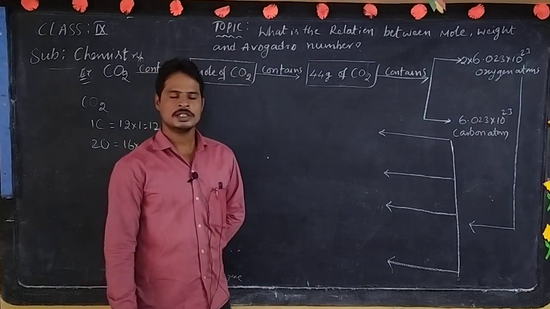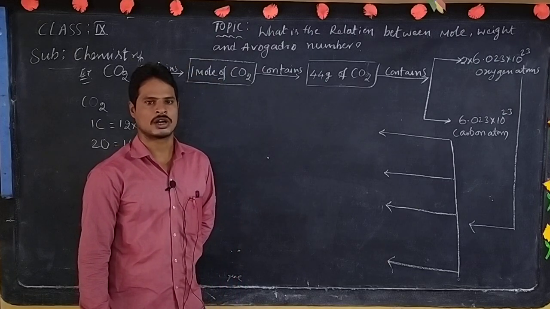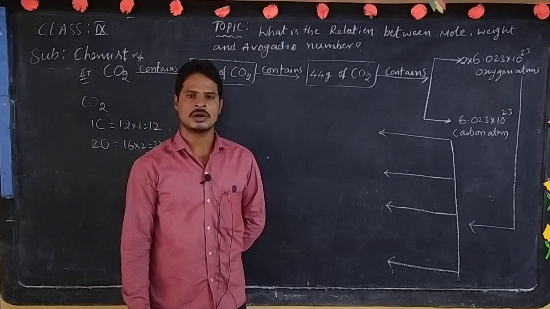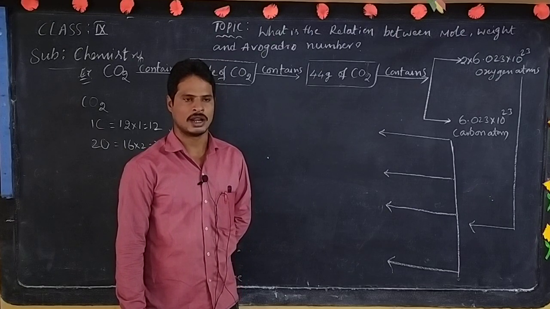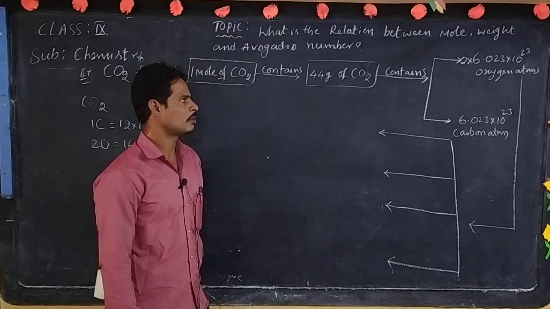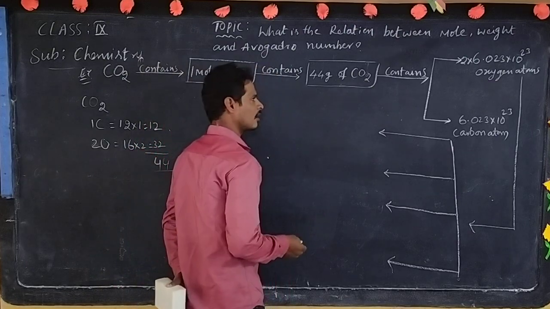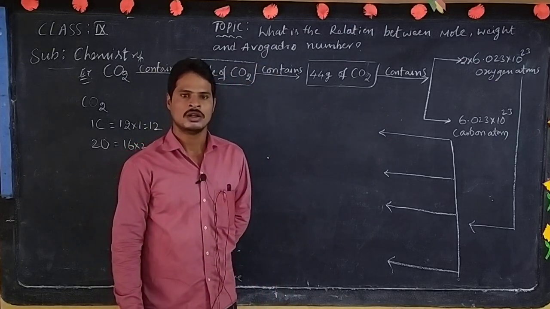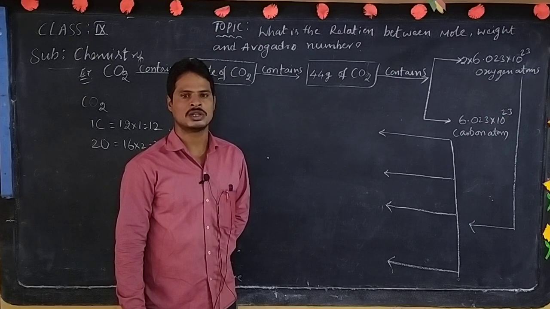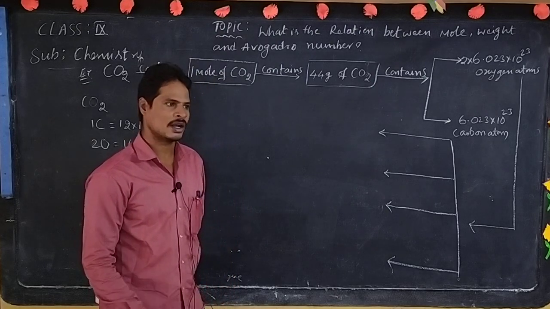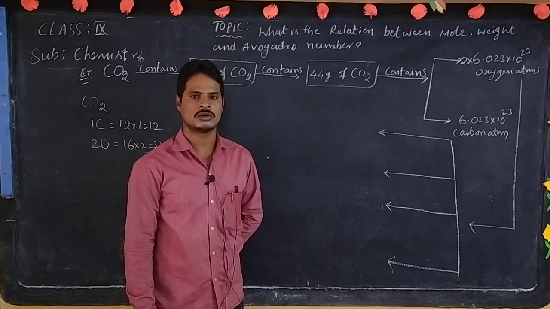What is the oxygen atomic number? 8. In the previous class I explained what atomic number is. Atomic number equals the number of protons present in an atom, and the number of protons equals the number of electrons. That's why oxygen's atomic number is 8. 1 electron contains how many Avogadro number particles? 6.023 into 10 to the power 23 electrons.